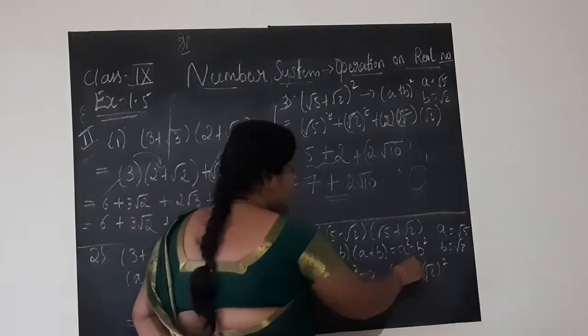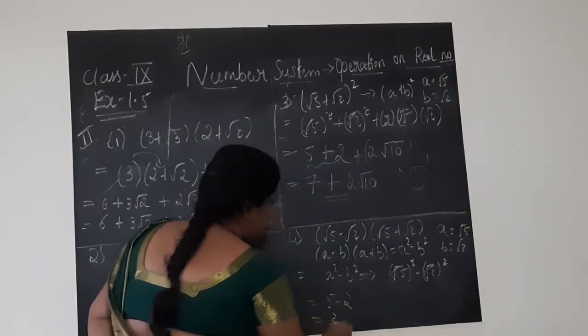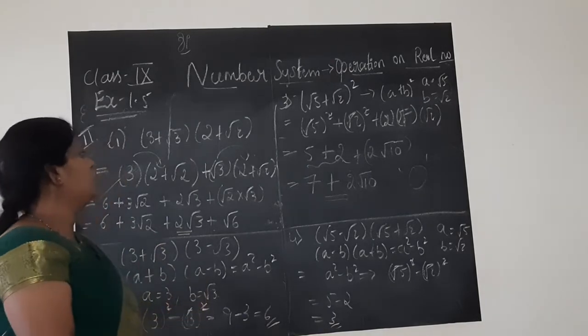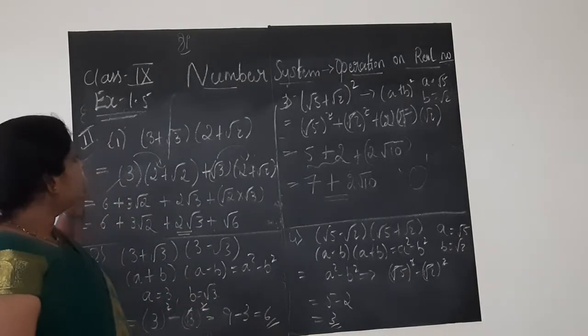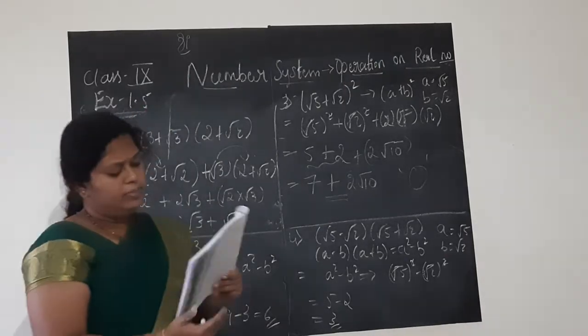So here what happens? The square and square root get cancelled. 5 minus 2 is equal to 3, and done. That's all. Very easy exercise, children. This is about the second main of exercise 1.5.